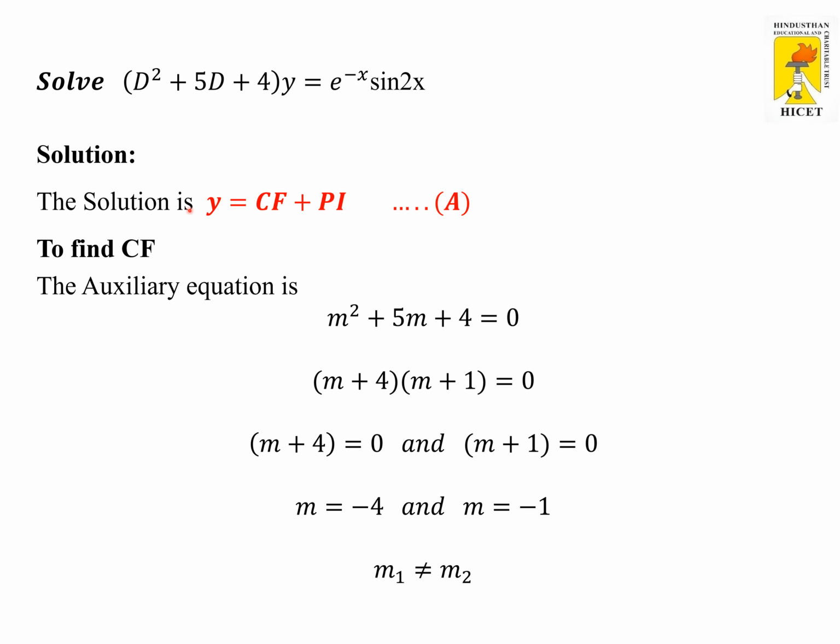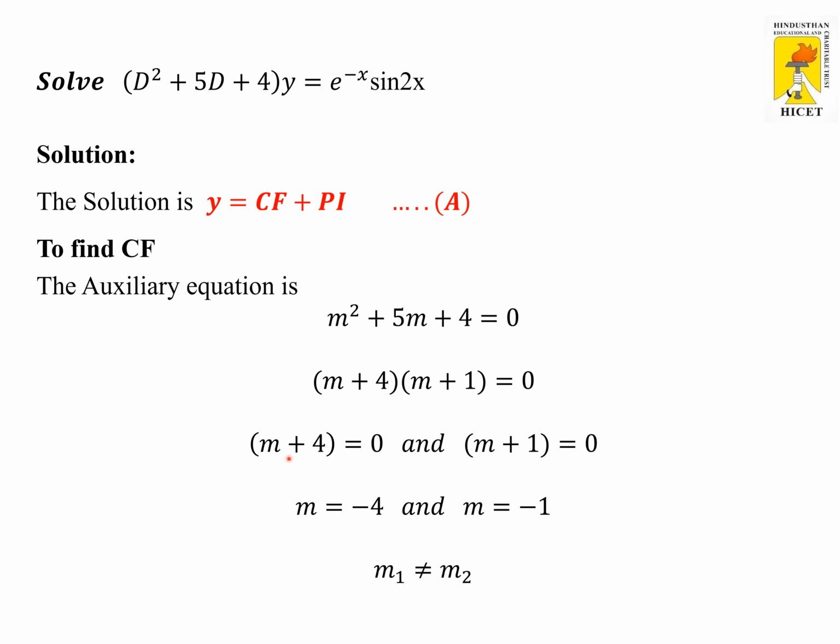Hence, the solution is y equal to CF plus PI. Now, first let us find our complementary function. For finding the complementary function, let us write the auxiliary equation. Replacing D by m, we get m squared plus 5m plus 4 equal to 0. Factorizing, we get (m plus 4)(m plus 1) equal to 0. So either m plus 4 equal to 0 or m plus 1 equal to 0.